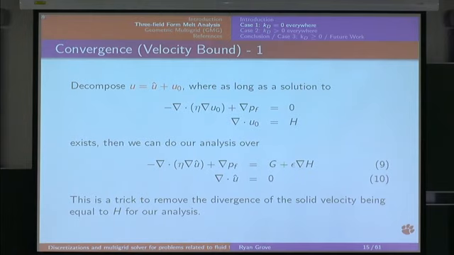But now let's talk about the convergence. So let's start with our velocity bound. We're going to go through a lot of the analysis here on these first few slides, and then in the later cases we'll kind of skip through some of the analysis. All right, so we're going to decompose u into a u hat and a u naught. We do this so that as long as there's a solution to this problem with our u naught, we're able to do our analysis on u hat over this problem. And you see that the only real big thing we accomplished was making this have divergence 0, which helps us out a lot.